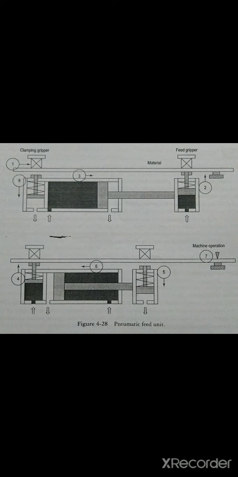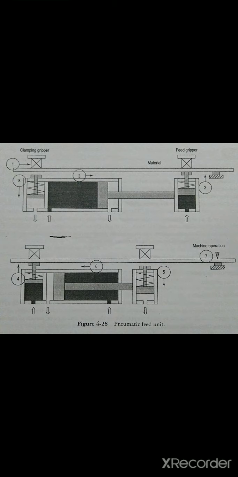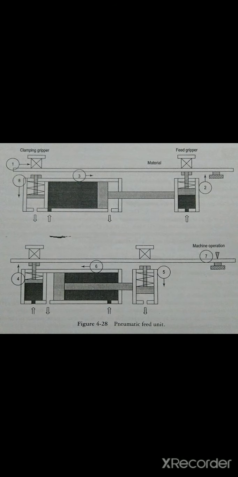So the pneumatic feed units can be used for feeding tabs or strips or tools to various machines. The feed speed, feed length, and feed force are infinitely variable. The width of the feed material can be up to 200 mm, and a feed accuracy of 0.02 to 0.05 mm can be achievable.